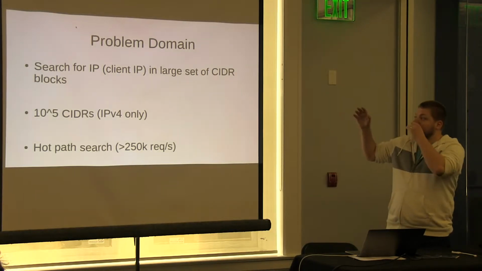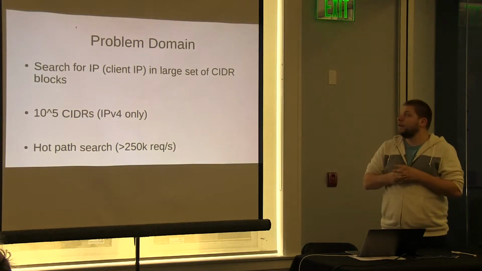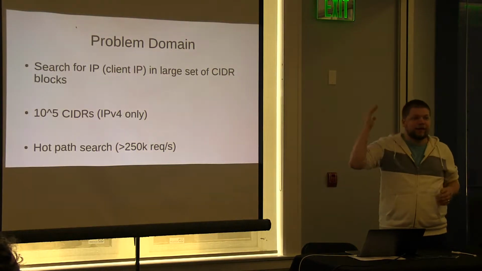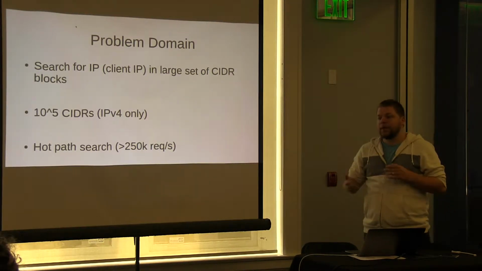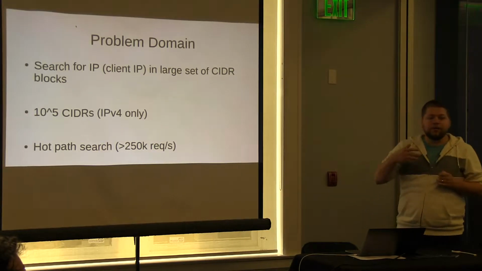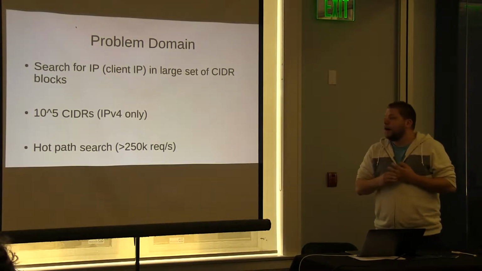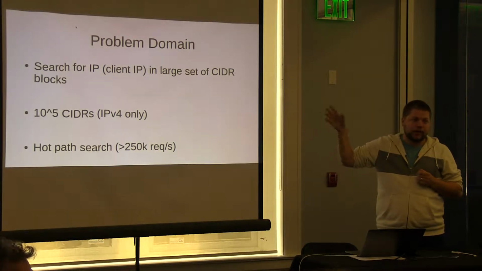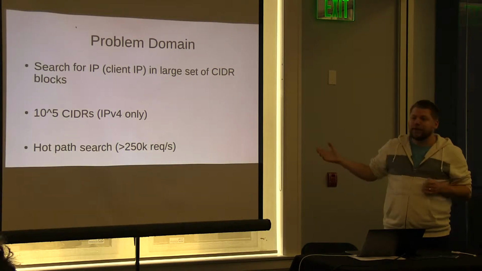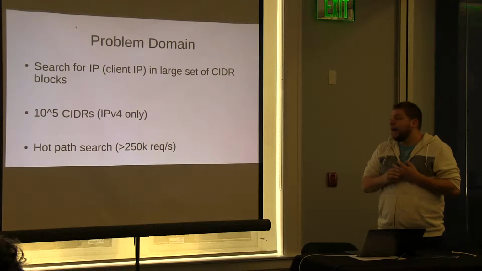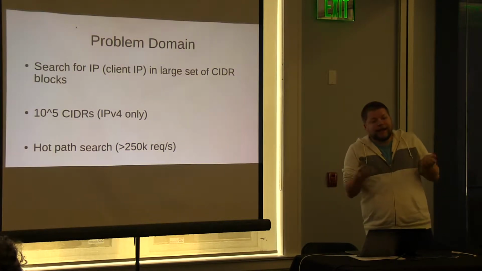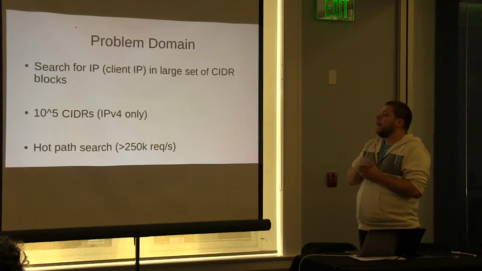So for us specifically, we had a case where we needed to search a very, very large set of CIDR blocks, on the order of tens of thousands of CIDRs, typically coming from spam lists, BOA lists, things like that. In our use case, this was for IPv4 only, so not having to worry about the complexities of IPv6. And quite frankly, because I was lazy and didn't want to handle IPv6, so I just said, I'm only going to do it for IPv4.